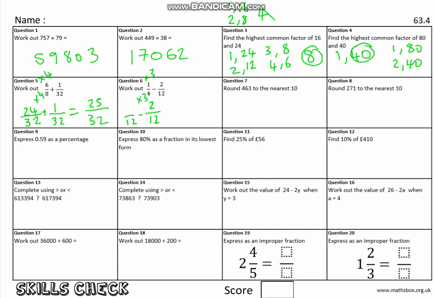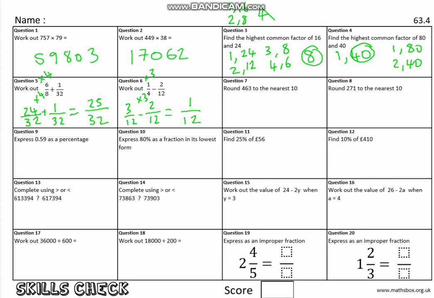So we leave this one over 12, but to get to 12 on this side, I times 4 by 3, so I've got to times 1 by 3 as well, okay? So now I can just subtract the numerators. I can do 3 take away 2 is 1, so I know that my answer is 1/12.